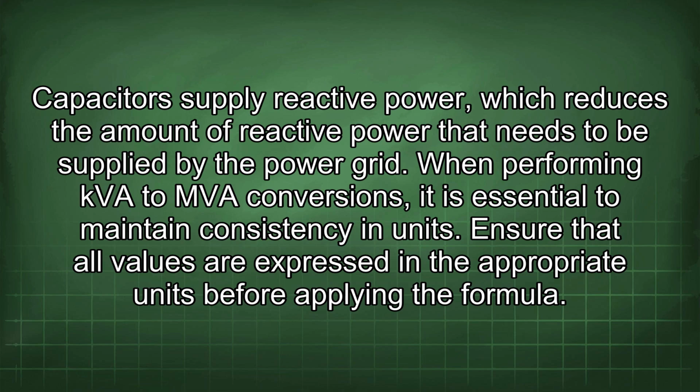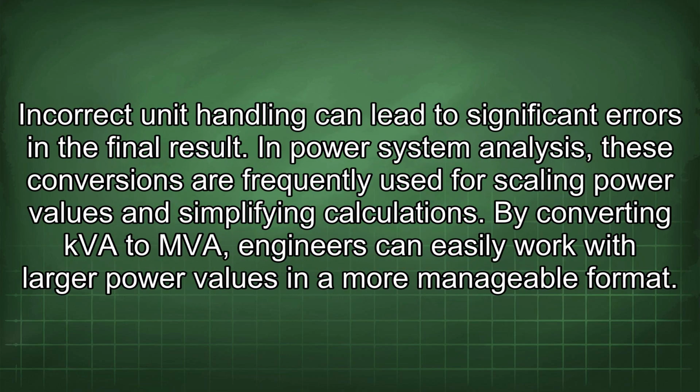When performing kVA to MVA conversions, it is essential to maintain consistency in units. Ensure that all values are expressed in the appropriate units before applying the formula. Incorrect unit handling can lead to significant errors in the final result. In power system analysis, these conversions are frequently used for scaling power values and simplifying calculations. By converting kVA to MVA, engineers can easily work with larger power values in a more manageable format.